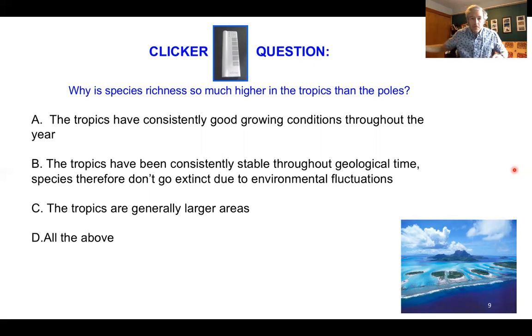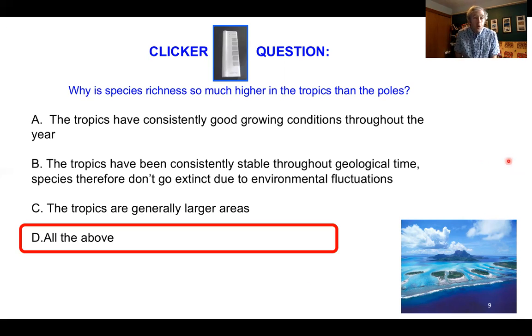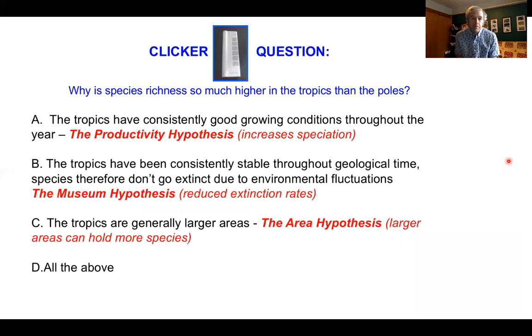Okay, so 5, 4, 3, 2, 1. The answer is actually all of the above. There are multiple hypotheses for why the tropics have higher diversity, and they're encapsulated here. We're not going to go through them in depth, but just to give you the names straight away. A, the tropics have consistently good growing conditions throughout the year. This is what's known as the productivity hypothesis. What this means is that because the tropics are consistently very stable and have good growing conditions, that produces a lot of resources, a lot of different species can grow there, and it increases competition.